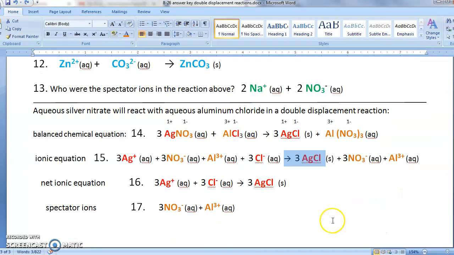Then they want us to write the spectator ions. The spectator ions, the word spectator means you're watching, you're not participating, you're just a spectator. They want us to write who didn't change. There's the 3 NO3 minuses and the Al3 plus. Same thing on this side, 3 NO3 minuses and the Al3 plus. They didn't change. They were the spectators, so we write them as our spectator ions.